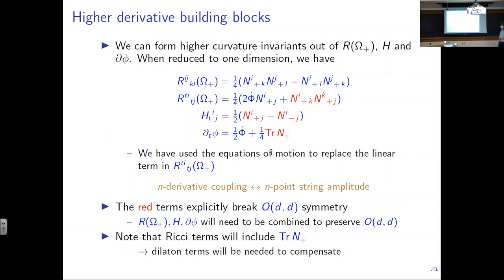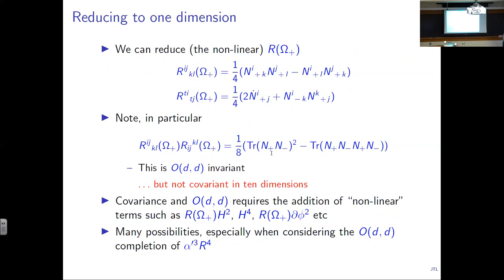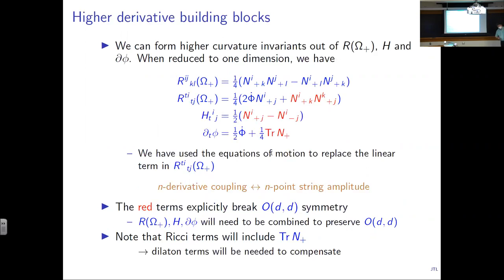So we'll start without Riccis. Well, maybe I'll say something about Riccis over here. If we look for O(d,d) invariance, the question is how do I build O(d,d) invariance, which has H and dφ's and things like that. And so we could try to construct certain building blocks.